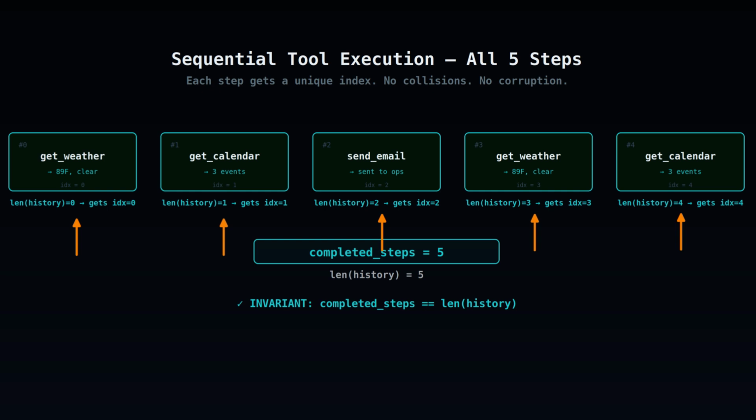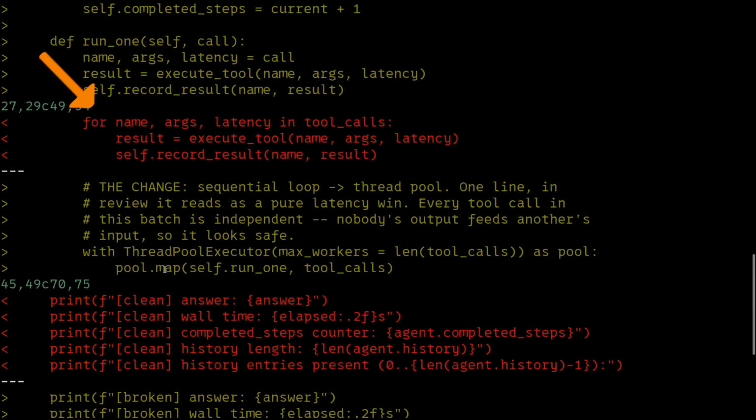Here's where the trouble starts. A developer looks at this sequential loop and thinks, these tools are independent. Weather doesn't depend on calendar. Calendar doesn't depend on email. They don't need to run one after the other. So they wrap the loop in a ThreadPoolExecutor. This is the entire diff. The for loop becomes a thread pool. It passes code review. Every tool call in the batch genuinely is independent, so parallelizing the tool calls themselves is fine. Nobody re-audits record_result, because record_result didn't change.